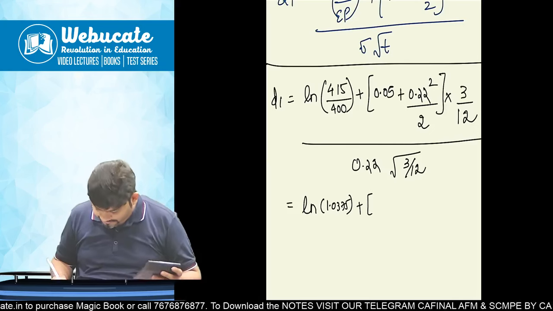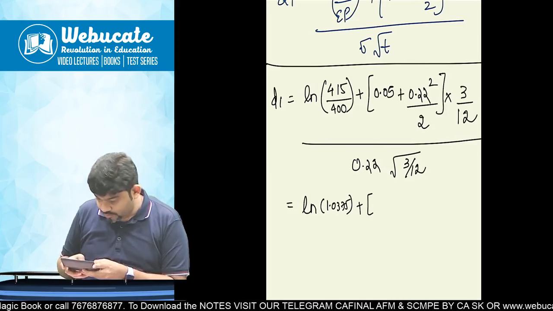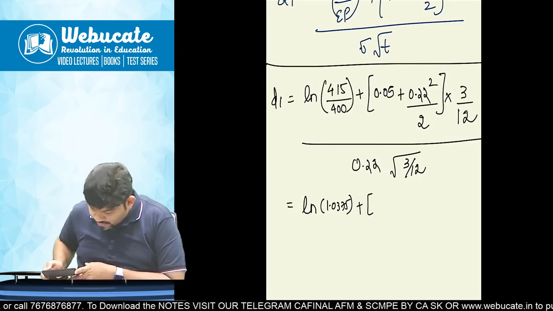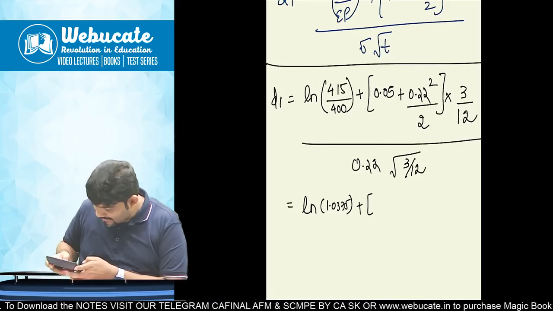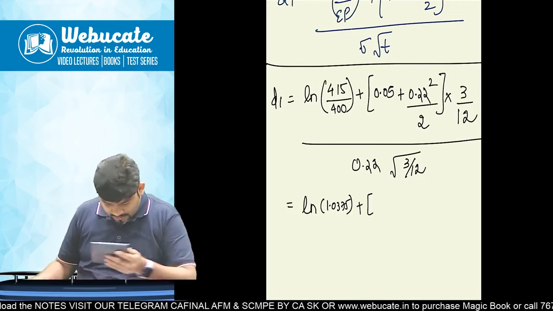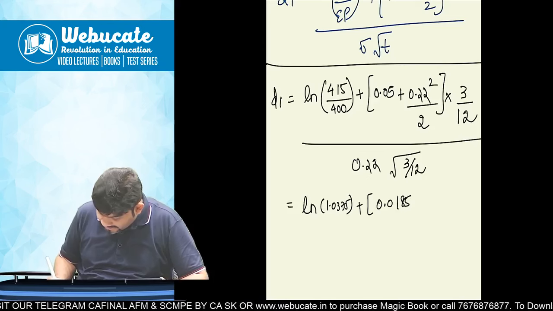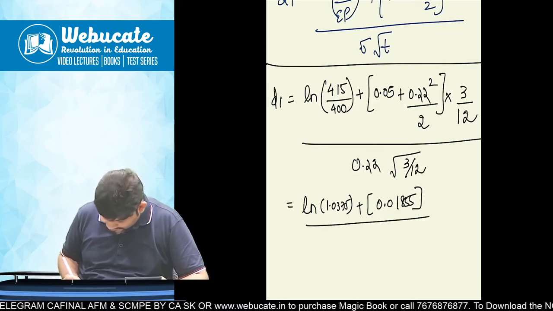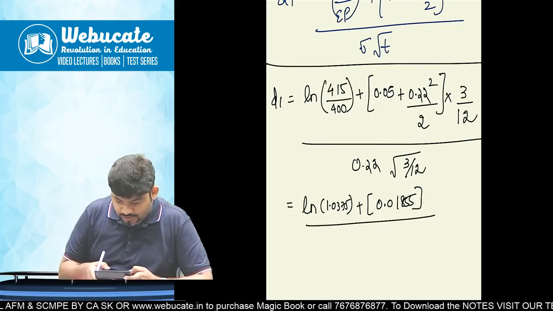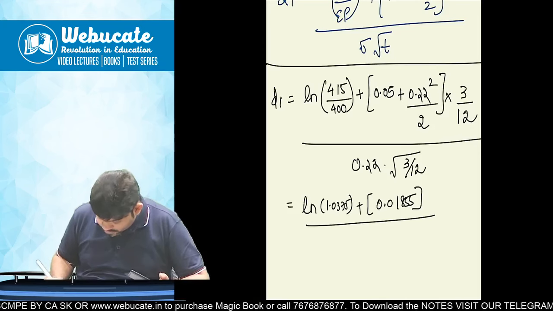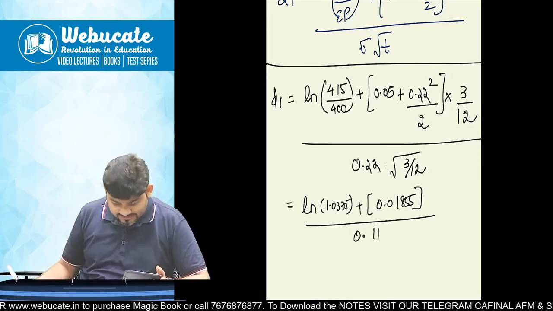Now, 0.22 square divided by 2 plus 0.05 into 3 by 12. It is working out to 0.01855 upon 0.22 into root of 0.25. So this is 0.11.